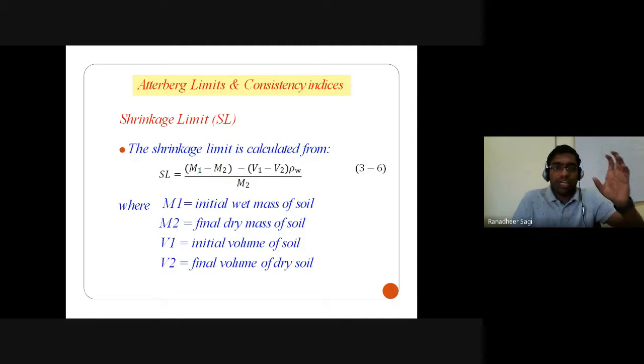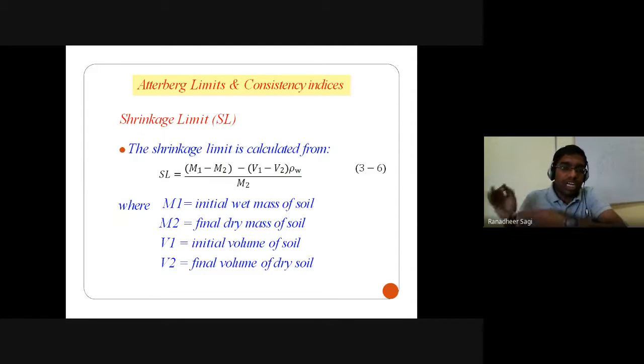M1 is the initial weight of the soil. M2 is the final weight of the soil. That's the dry weight of the soil. So M1 minus M2 gives you the complete weight of the water. But we don't want the complete weight of the water. We want only the water corresponding to the decrease with respect to that of your shrinkage limit condition.